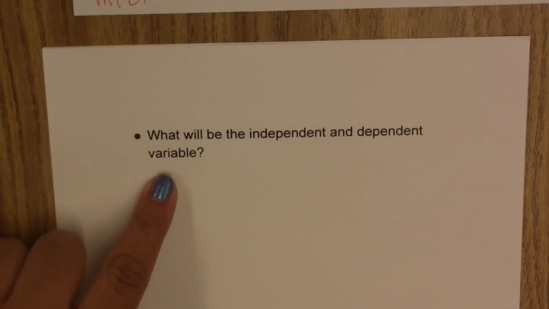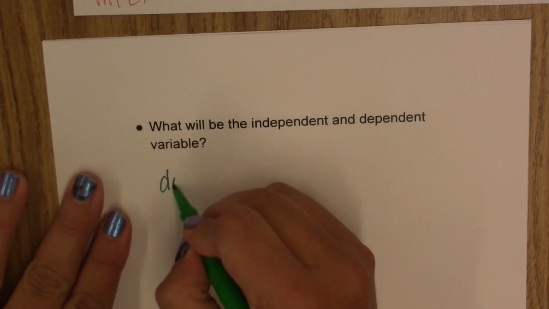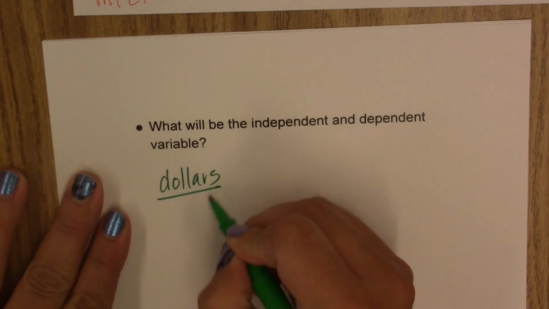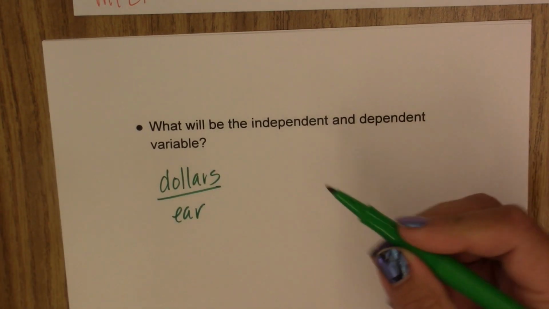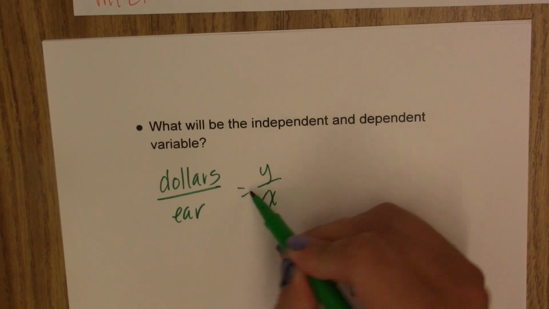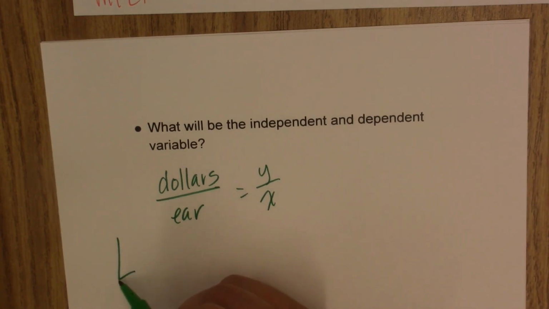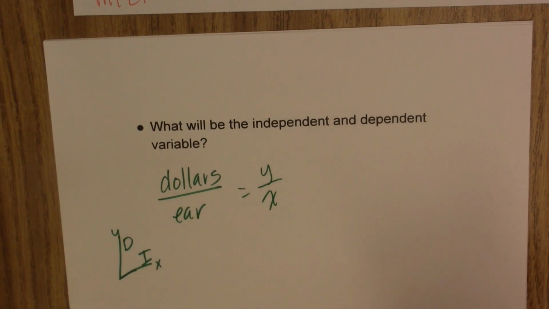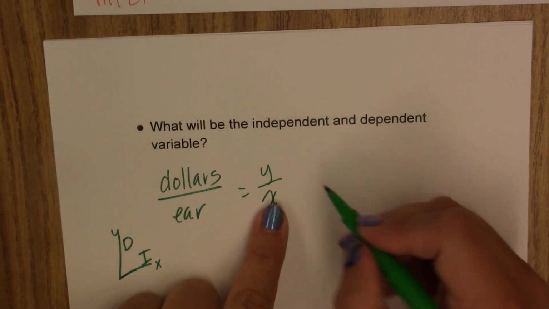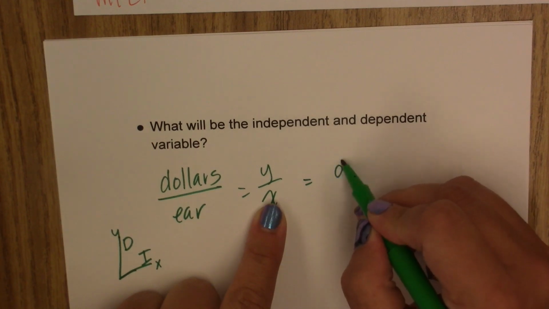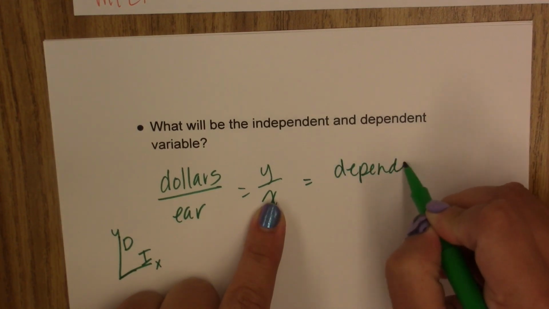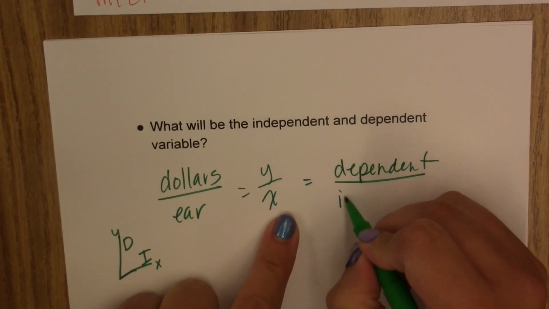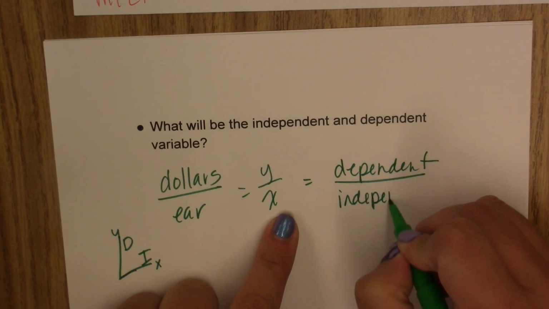What will be the independent and dependent variable? So we're finding dollars per ear. So this is our y to our x. And remember, if we think about our x and our y, our independent is on the bottom and our dependent is along the side. So our dependent variable is dollars, and our independent is the number of ears of corn.